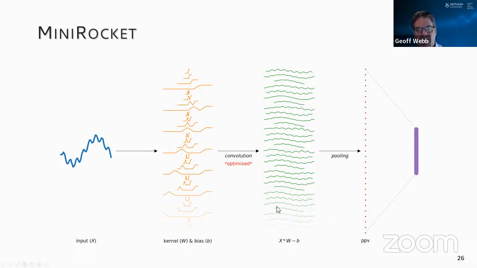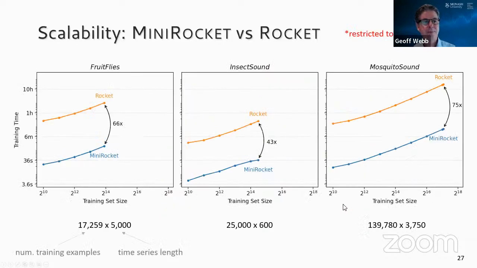We get, again, 10,000 convolutional outputs. And now we only apply PPV as a pooling operator, so we only have 10,000 numeric values which are fed into the linear classifier. This is much more scalable.